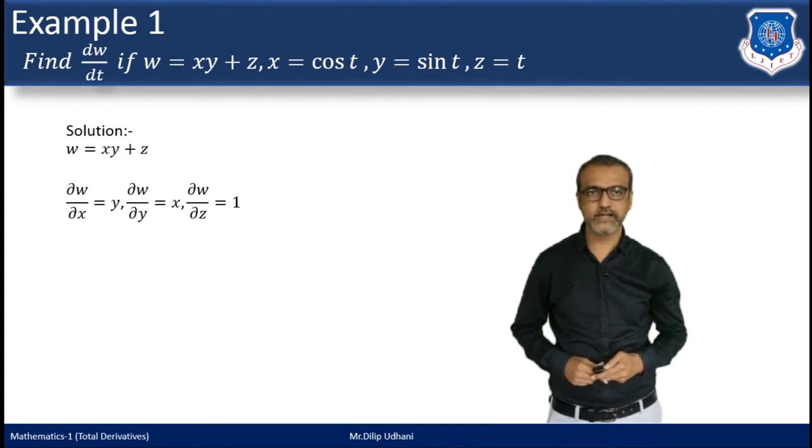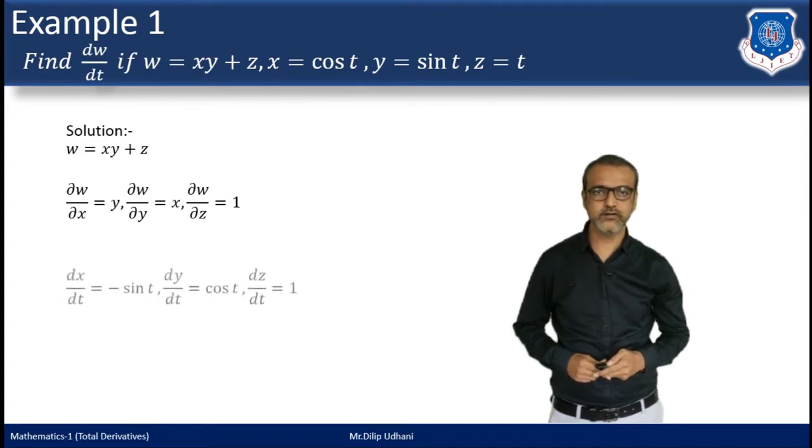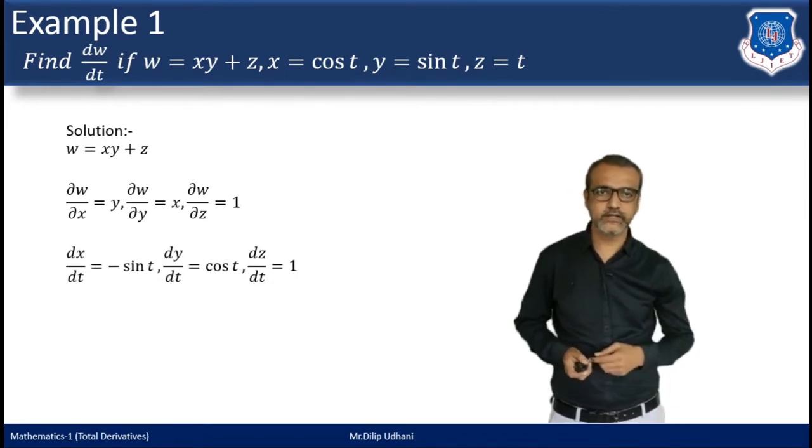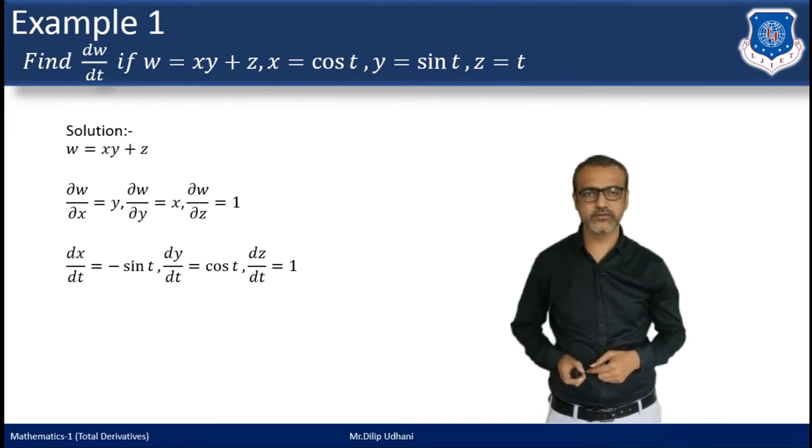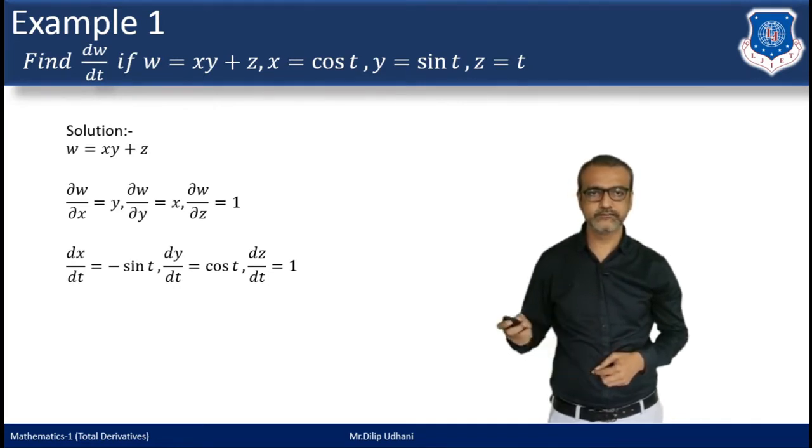Now we will find del w by del z, which means the partial derivative of w with respect to z, so we have to keep x and y constant. The derivative of xy will be 0 and the derivative of z is 1. Now we will find dx by dt, dy by dt and dz by dt. x equals cos t, so dx by dt equals the derivative of cos t, which is minus sin t. Then dy by dt: y is sin t, so the derivative of sin t is cos t. Then z is t, so the derivative of z with respect to t, that is dz by dt, is 1.